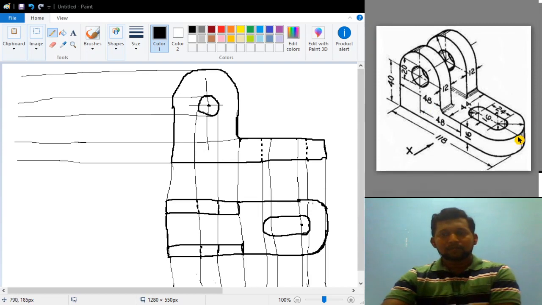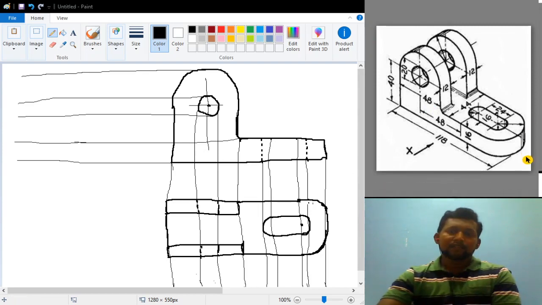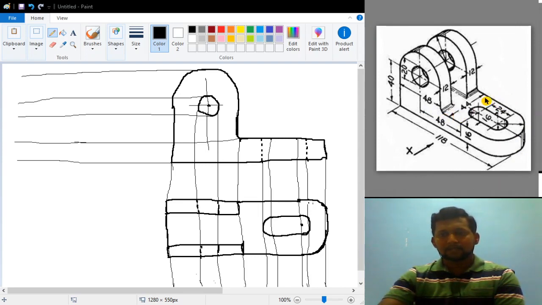Now we have to go for the side view. In the side view, what are the two dimensions that you will be able to see? You will be able to see the breadth and the height in the side view. Okay, so what is the complete height? We already have, in the front view, taken the projection lines also.